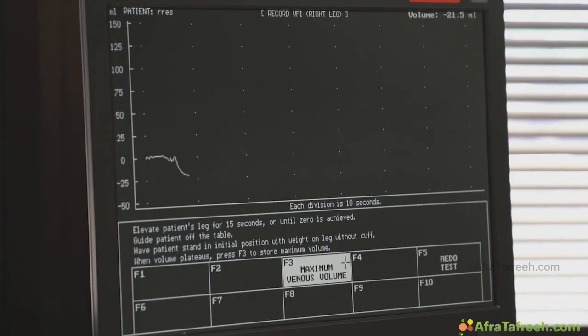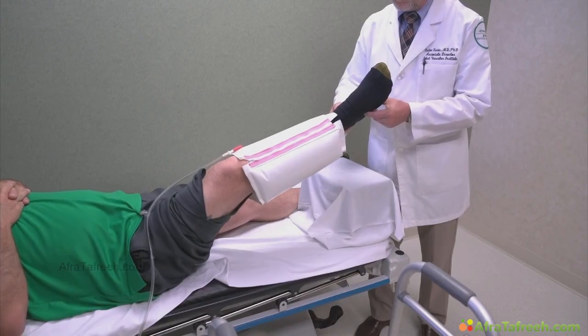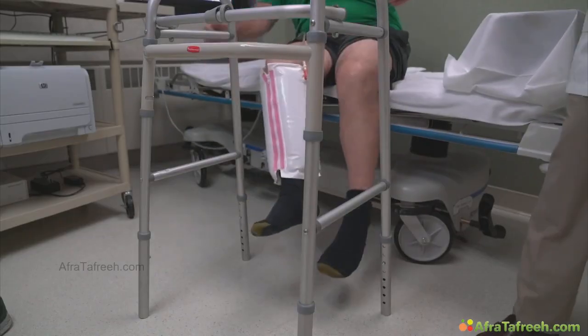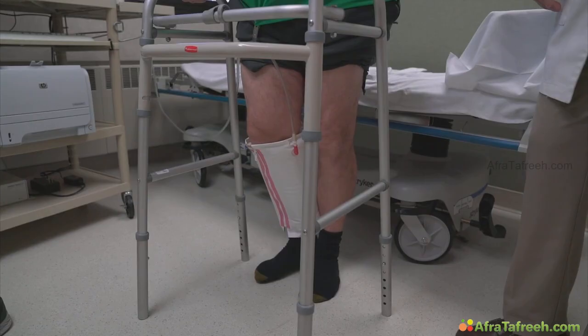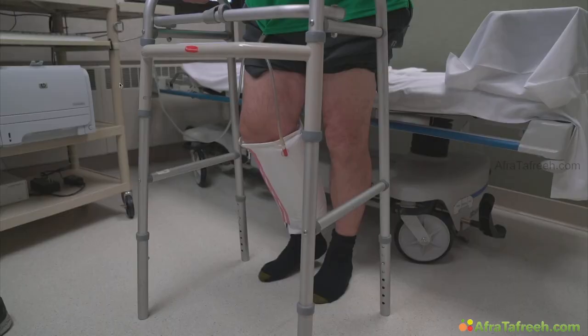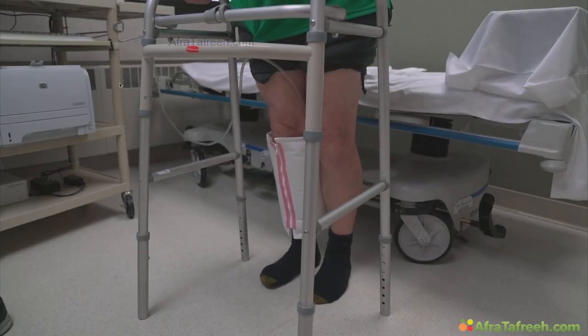As blood exits the venous system of the leg, the volume of the leg decreases to the minimum point. At this point, the patient stands up, putting all the weight on the contralateral leg. Gravitational forces push the blood towards the veins of the calf, and the calf vein volume increases. We wait a few minutes, and the blood volume reaches its maximum level, at which point we measure maximum venous volume. At this point, the patient puts all the weight on both legs and performs one tiptoe movement.